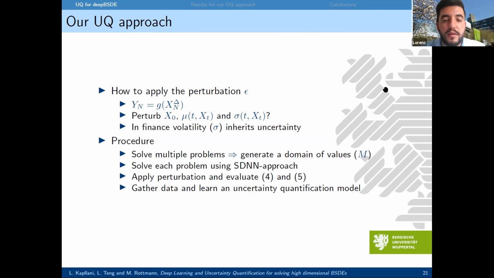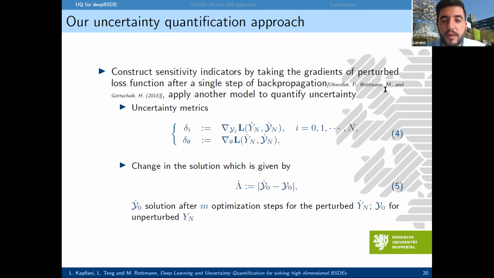Well, in finance, we know that volatility is a parameter which cannot be observed in the market, and therefore the parameter which is used is the implied volatility. This is the parameter that actually inherits uncertainty in option pricing. So definitely the answer is that we should perturb volatility. We can apply the method developed by Oberdick, Matthias Rothman, and Hanno Gottschalk in 2018.